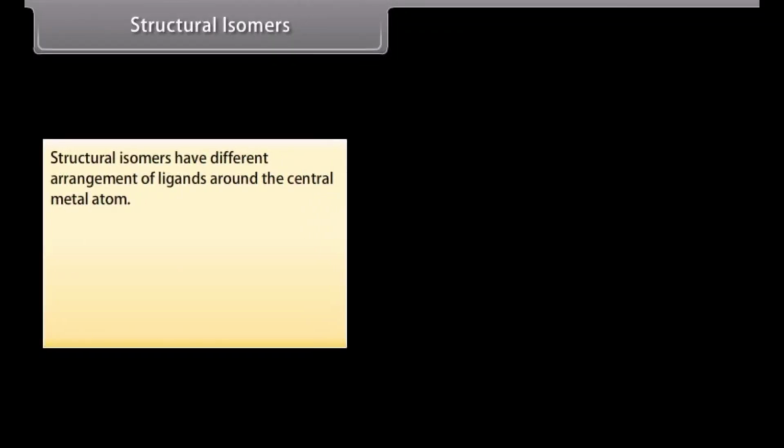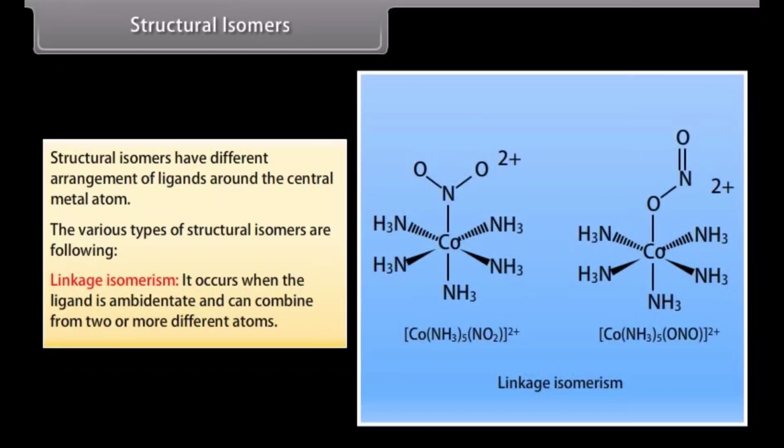Structural isomers. Structural isomers have different arrangement of ligands around the central metal atom. The various types of structural isomers are the following. Linkage isomerism. It occurs when the ligand is ambidentate and can combine through two or more different atoms.